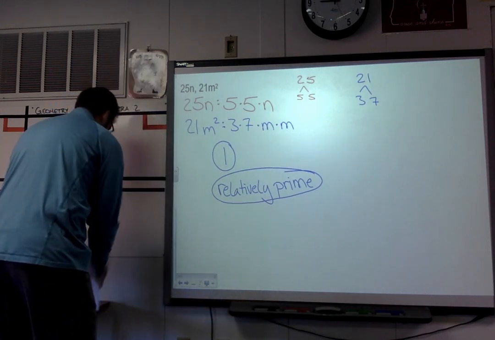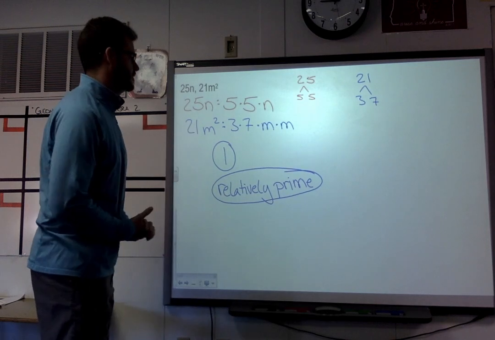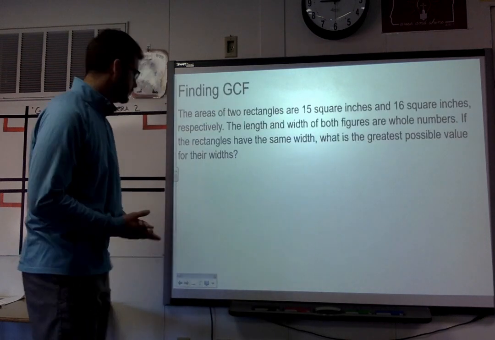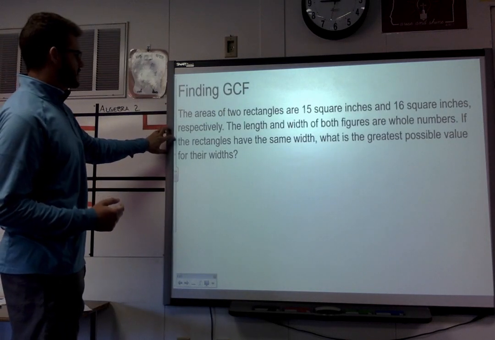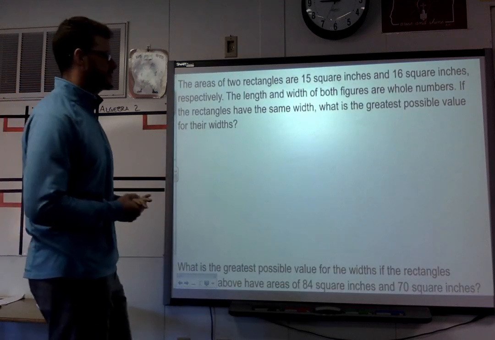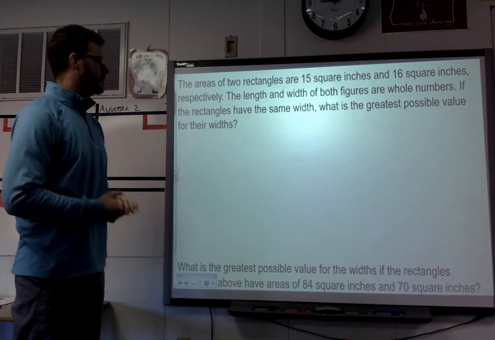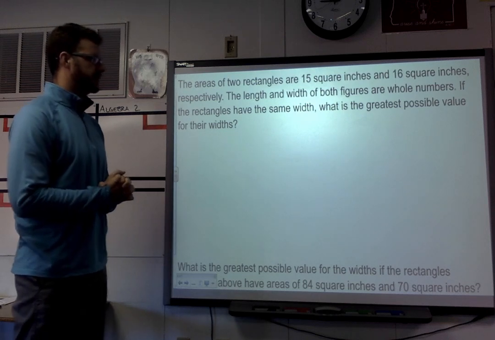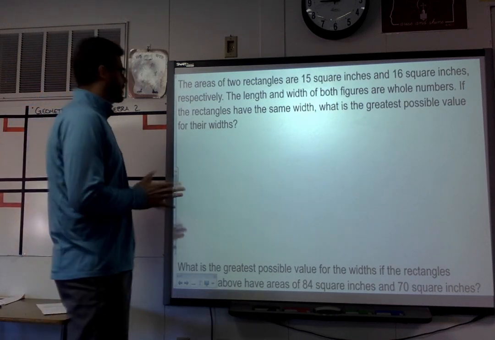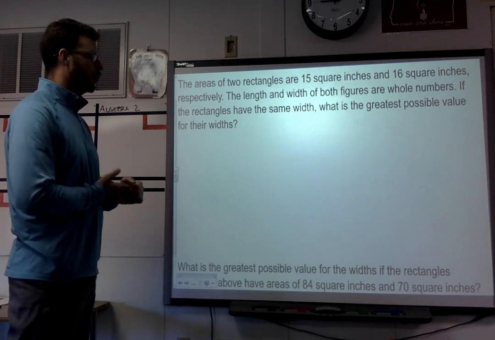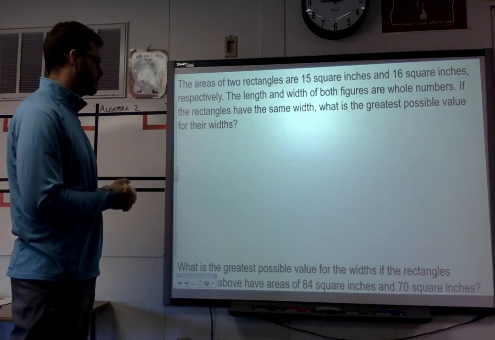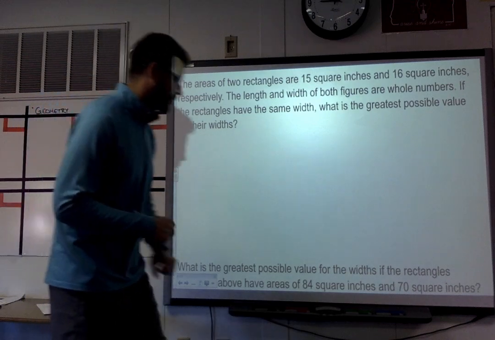So an application here of using the greatest common factor: the areas of two rectangles are 15 square inches and 16 square inches, respectively. The length and width of both figures are whole numbers. If the rectangles have the same width, what is the greatest possible value for their widths?